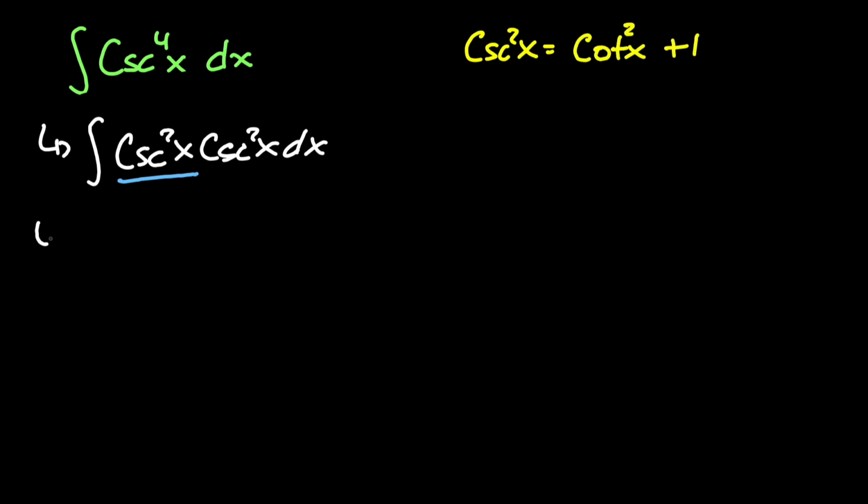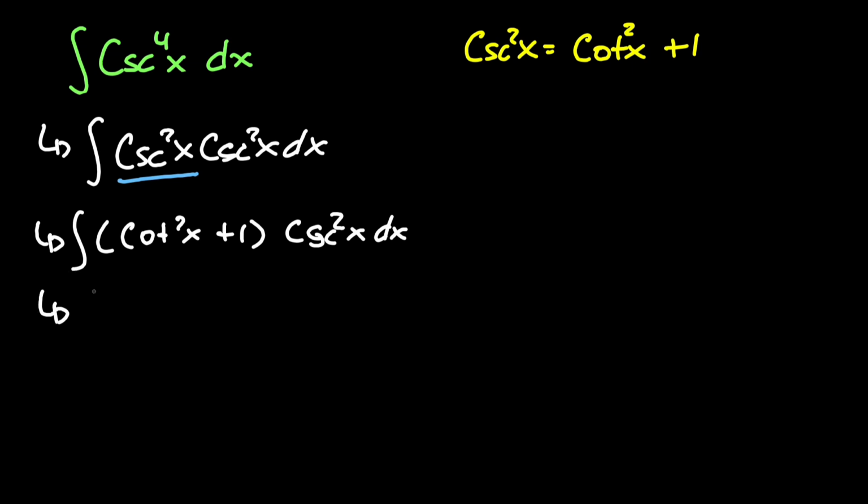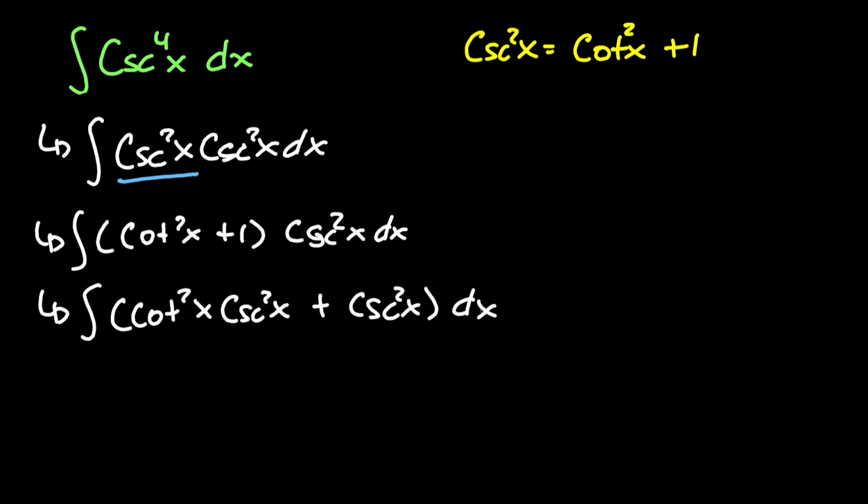And so by transforming this, we would have the integral of cotangent squared of x plus 1 multiplied by cosecant squared of x dx. And so by distributing this, we would have cotangent squared of x cosecant squared of x plus cosecant squared of x dx. And by splitting this integral into 2 parts, this one and this one, we would have this given.